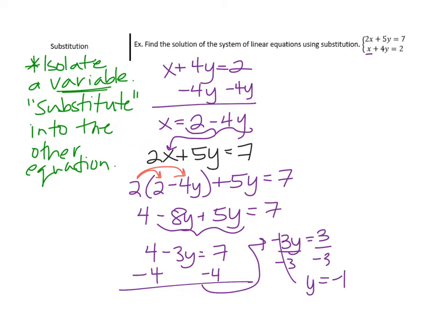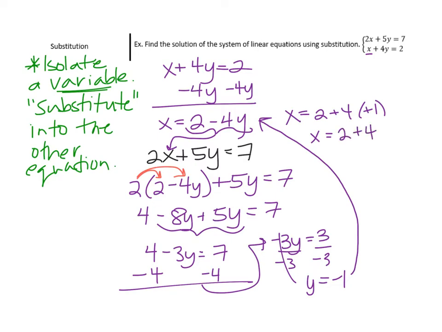Now we've gotten one variable, but to solve our system, we need to figure out what the other variable equals. I'm going to go back up here and plug in where I got x by itself. So x should equal 2 minus 4 times what we got for y, which was negative 1. Now notice we get kind of a double negative here. So it's 2 plus 4 times 1, which is 2 plus 4, and that's 6.